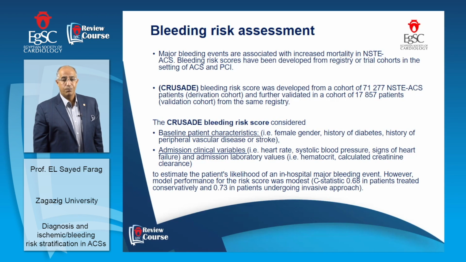In the CRUSADE bleeding risk score, we consider the baseline patient characteristics: the gender, the history of diabetes, the history of peripheral vascular disease or stroke. These are simple points we can get from the history. Then admission clinical variables like heart rate, systolic blood pressure, and signs of heart failure. All these clinical points we can get easily during clinical examination. And the admission laboratory values, hematocrit and calculated creatinine clearance, are also important for CRUSADE bleeding risk score calculation.